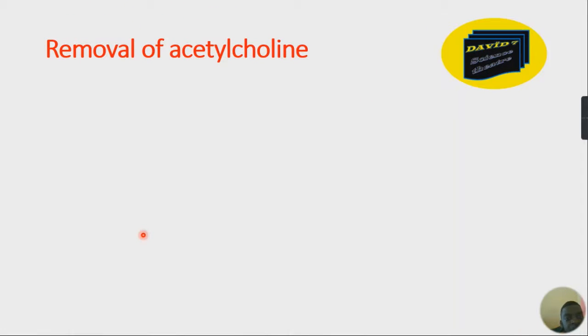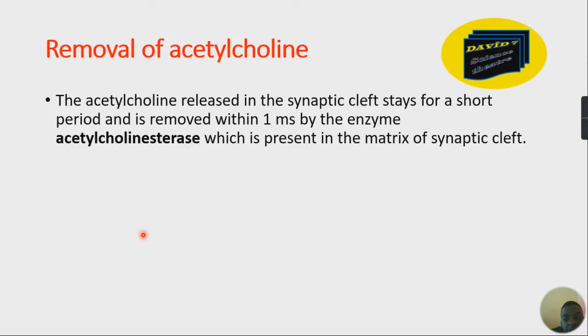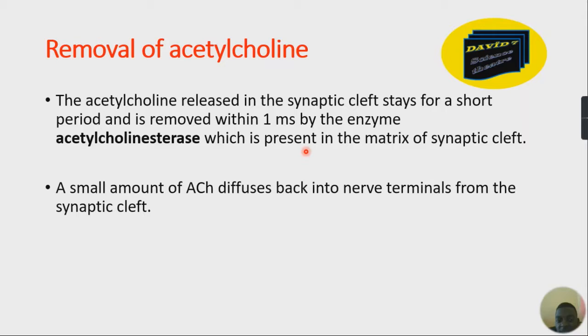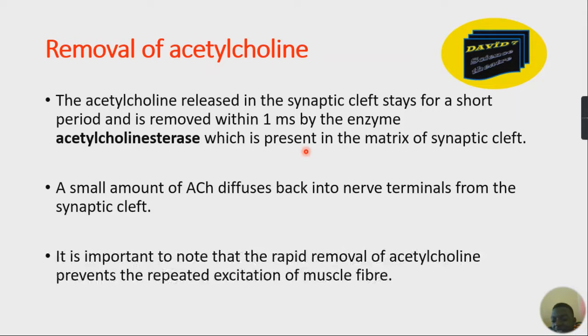Okay, removal of acetylcholine. Acetylcholine released in the synaptic cleft stays for a short period and is removed within 1 millisecond by the enzyme acetylcholinesterase, which is present in the matrix of the synaptic cleft. And a small amount of acetylcholine will diffuse back into the nerve terminals from the synaptic cleft.